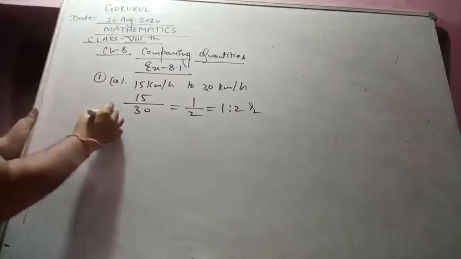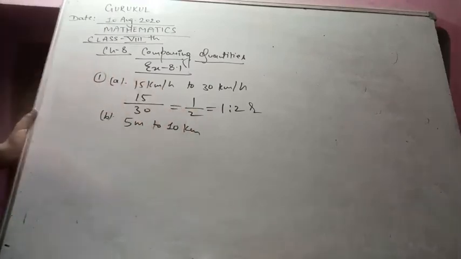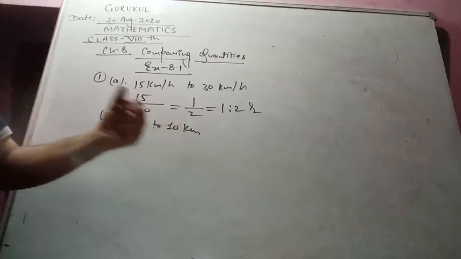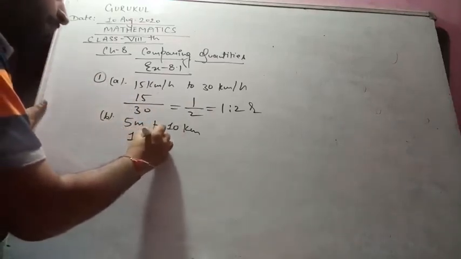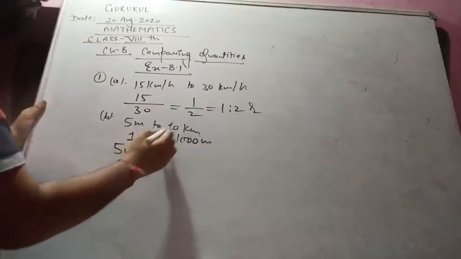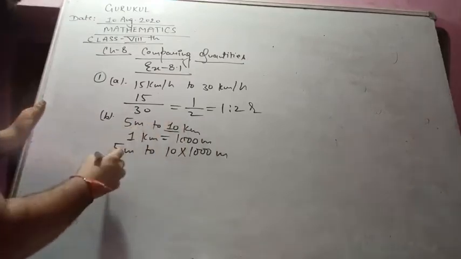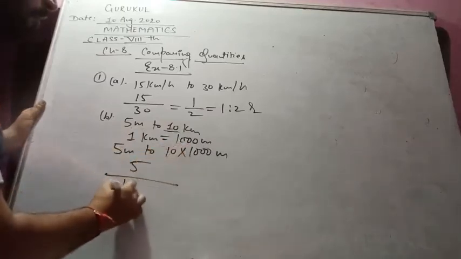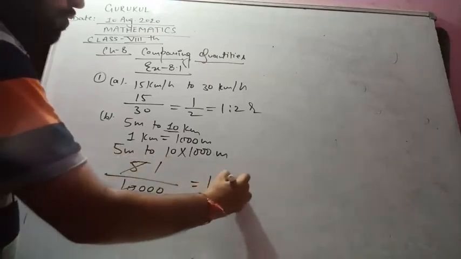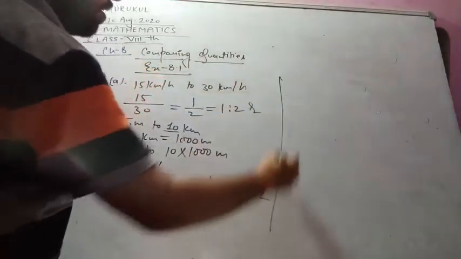Now the B part is 5 meter to 10 kilometer. This is what I was telling you. Now you can see, this is in meter, this is in kilometer. This cannot be compared. So 1 kilometer is equal to how many meters? That is 1000 meter. So this will be 5 meter to 10 kilometer, and 10 kilometer means 10 into 1000 meter. Now you can compare. This will be 5 upon 10,000. So 5 ones are 5, 5 twos are 10. 1 ratio 2000, that's going to be the answer. Now students, let us go for the C part.